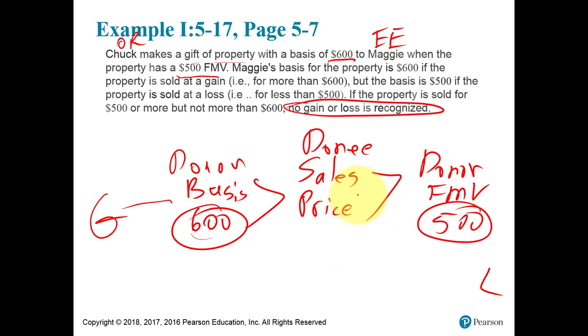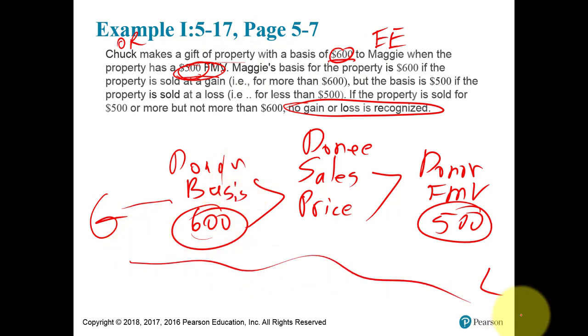Let me go back to the simpler situation. If we reverse the amounts here, if the cost was 500 to Chuck and it was valued at 600 at the time the gift was made, then you're always going to use the 500 cost no matter whether Maggie sells it at more or less than that. But because the value went down at the time of the gift, now we have this fuzzy rule here.